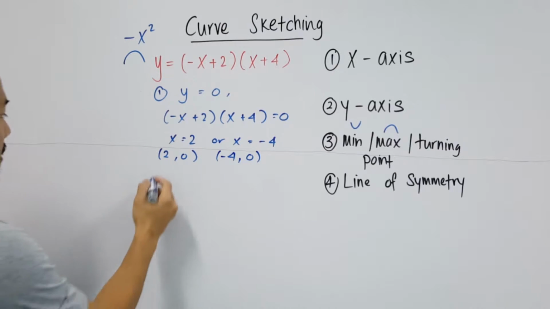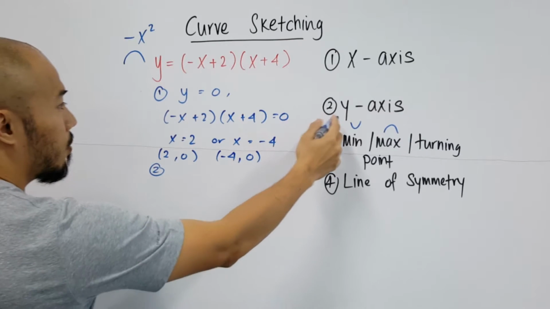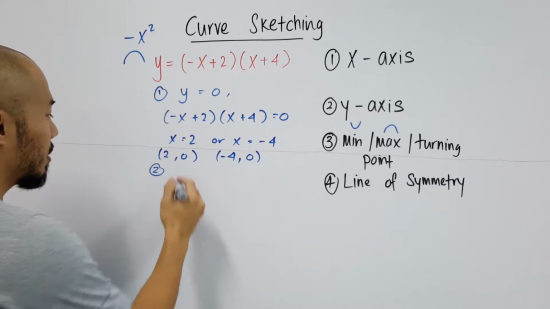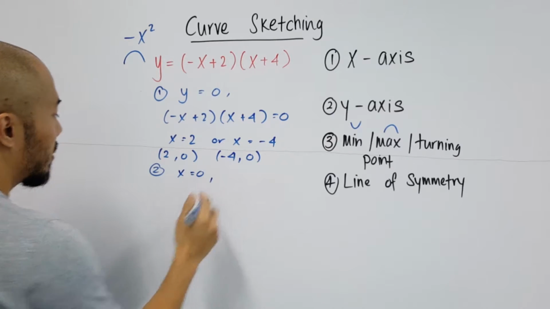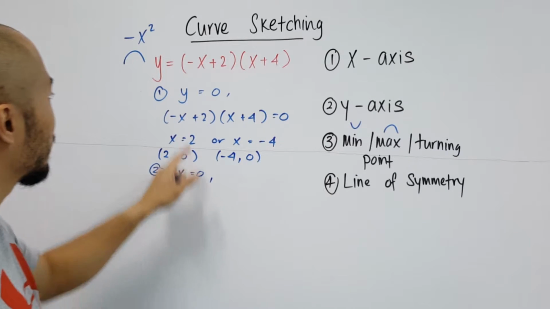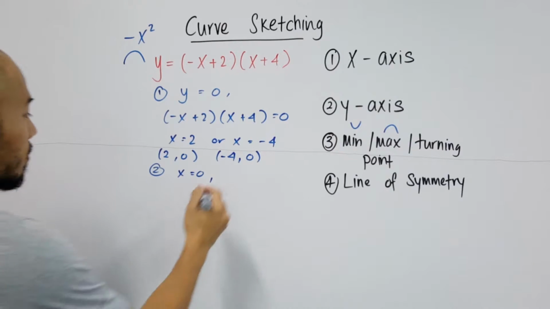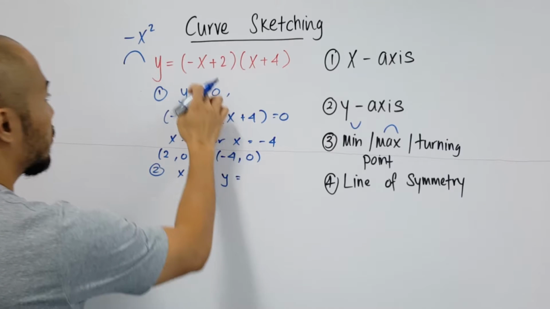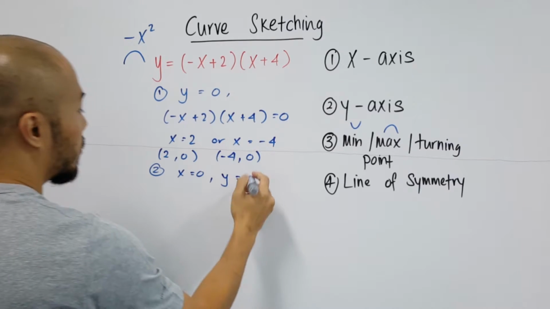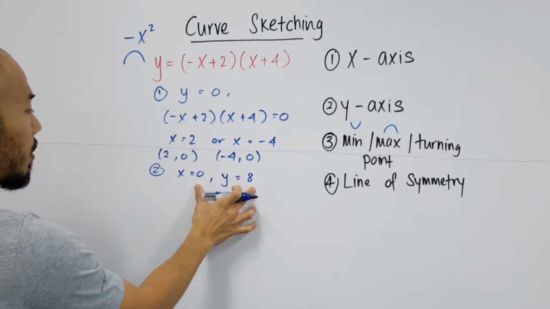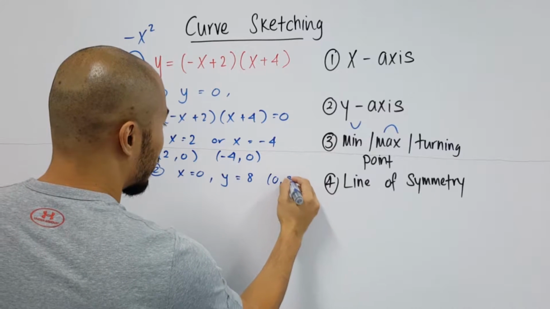This is step 1. Step 2 is the y-axis. At the y-axis, x equals 0. So since x is equal to 0, we substitute 0 into these two brackets to get the value of y. So y equals, when this is 0, 2 times 4 equals 8. So this is our coordinate, which is (0, 8).